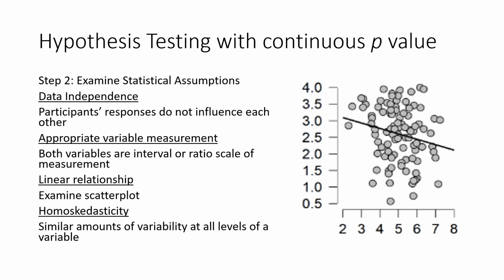And then is the relationship linear? So we examine the scatter plot here, and it doesn't look like a very strong relationship, but it is. There's no bend in it. So yeah, this looks linear enough to run a Pearson correlation. And then homoscedasticity. There doesn't seem to be any evidence of heteroscedasticity here.